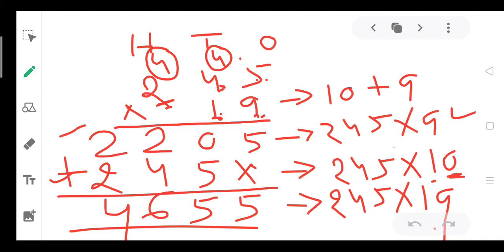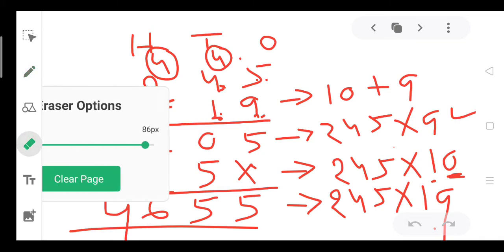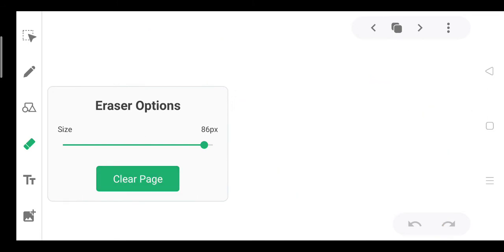What is your answer? 4655. So in this way you will do 2-digit multiplication when the multiplicand is having 2 or 3 digits but the multiplier has 2 digits. One more example in front of you. One more question.